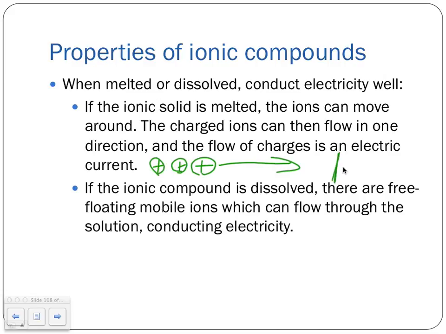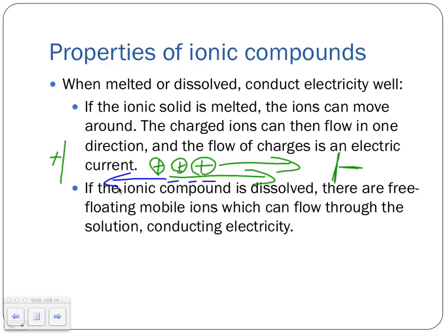Okay? This will only happen if you give them a reason to move. For example, if we put a negative plate over here and a positive plate over here, then the positive ions, or cations, will move towards the negative plate. All our negative ions, or anions, are then going to move the other way towards the positive plate, and I have an electric current. And so melted ionic substances, because they're made of charged particles, when they start moving, conduct electricity really well.